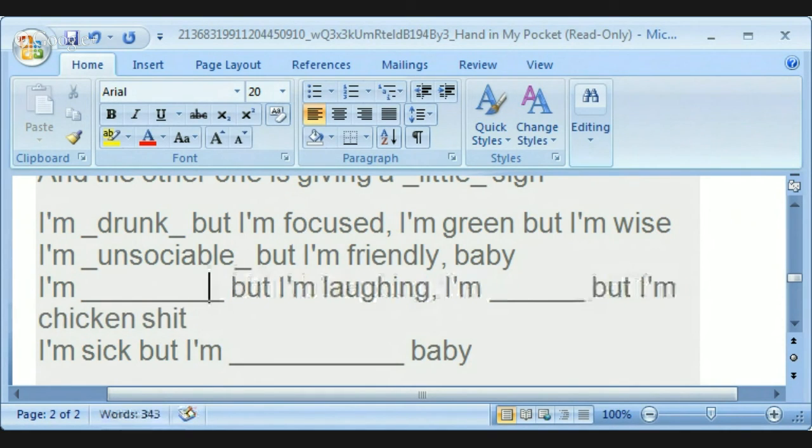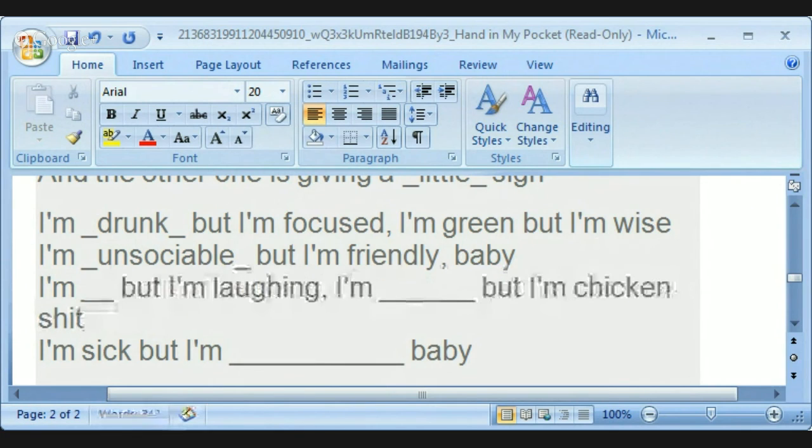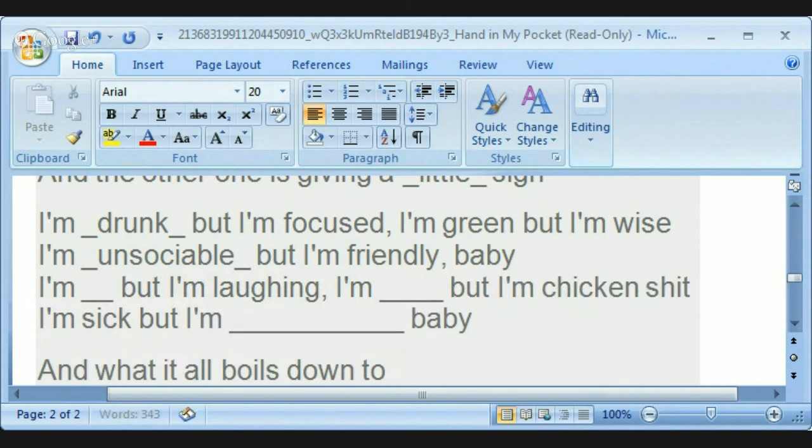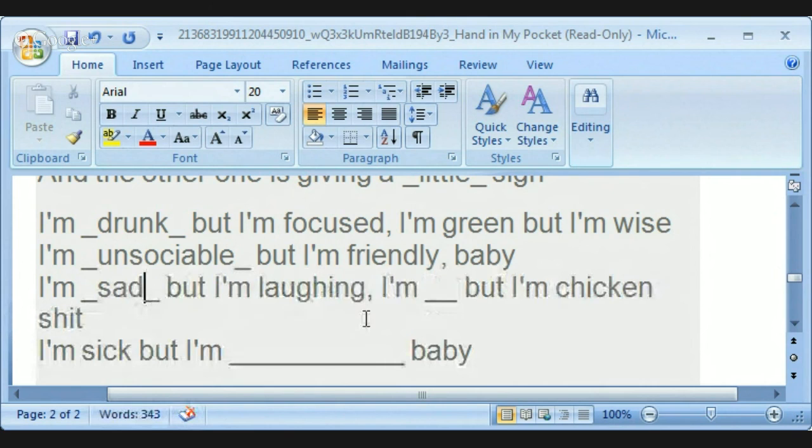Okay, I guess we could just continue. Why not? What do you think this next one? This next line. I'm blank, but I'm laughing. I'm sad, but I'm laughing. Okay, that makes perfect sense to me. All right. And next one.